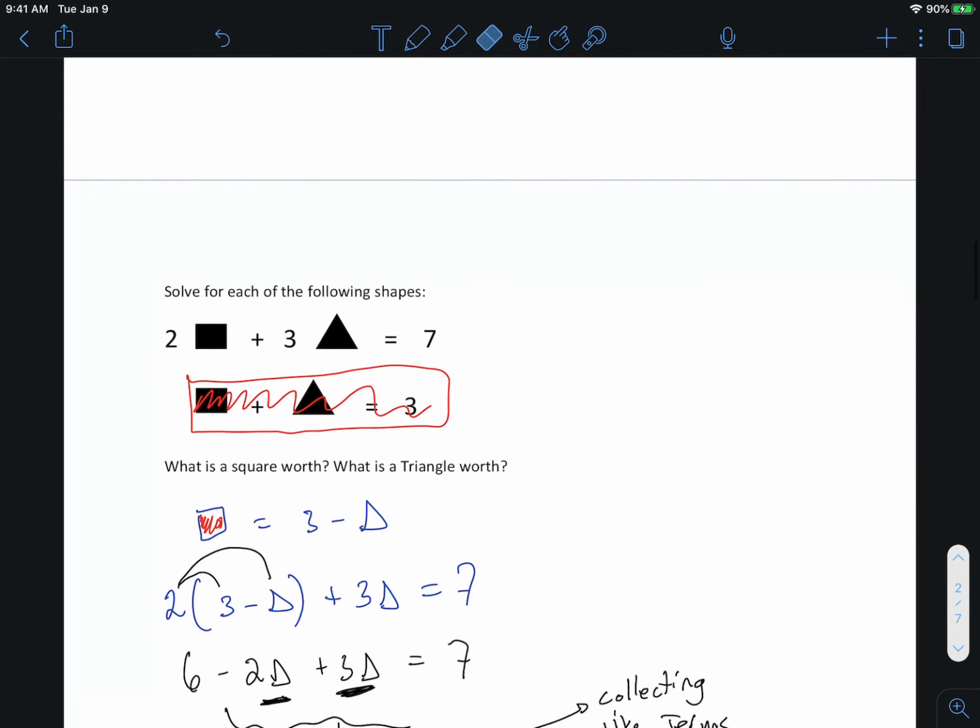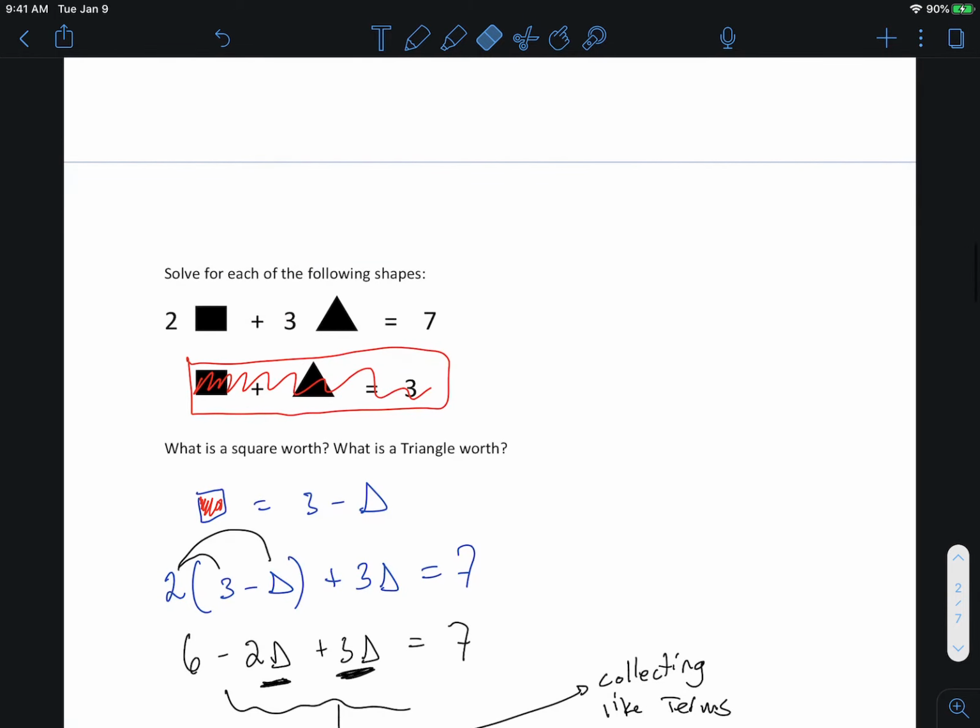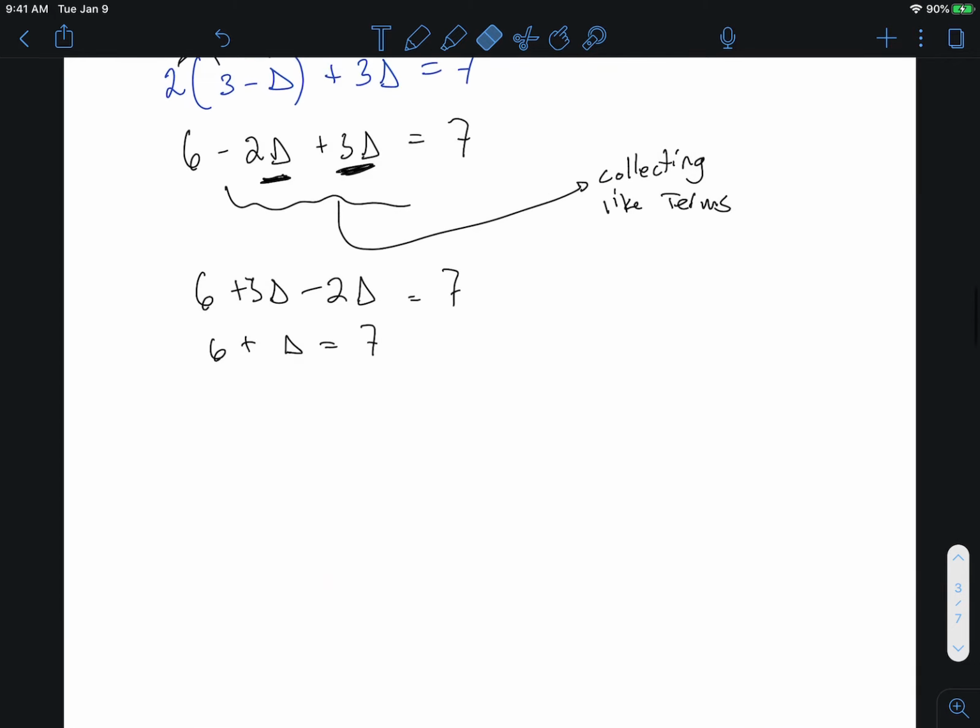I want you to keep track of what this question is asking us to do. Find out what square and triangle are. So we just found out what one of them was. Triangle is 7 minus 6, so triangle equals 1. Now you have one of the shapes. How are you going to get the other one?